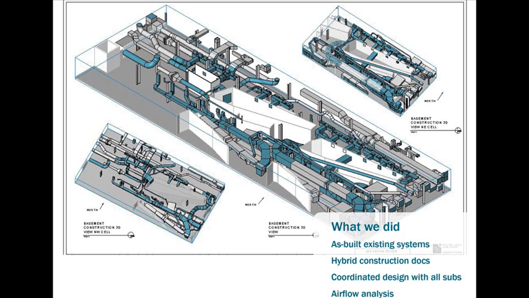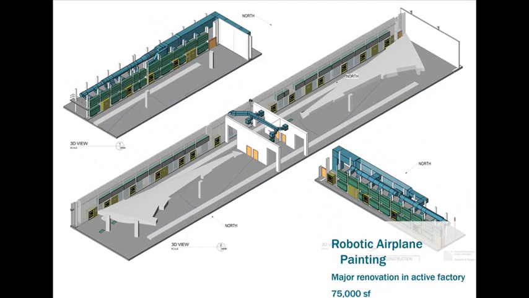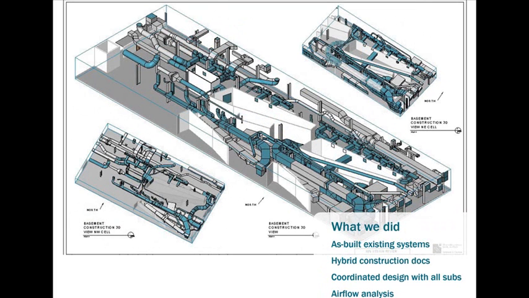We also used our model, which we had a lot of confidence in the accuracy of, as a way to facilitate the coordination between us, we were acting as the prime, and all of our subs: architect, structural, electrical. We also performed airflow analysis to make sure that the air moving across the airplane wing was going to be within the range of the robot painting manufacturer's requirements.